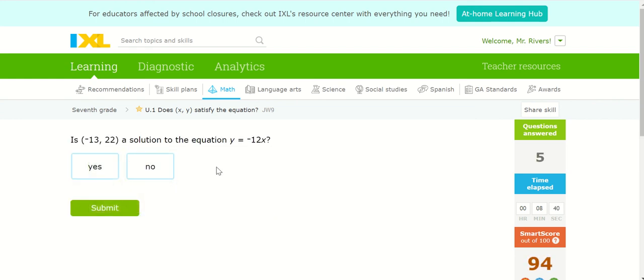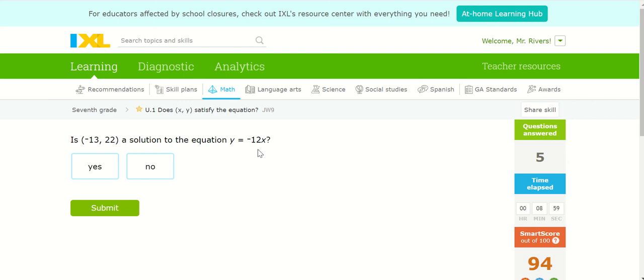All right, here we go. Negative 13 goes in for x. Multiply it by negative 12. Is that equal to 22 for y? Think about that. A negative times a negative, that's a positive. So that's so far so good. But negative 13 multiplied by negative 12.